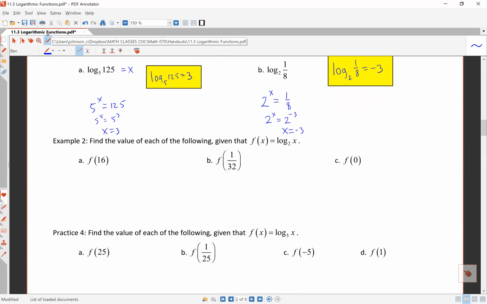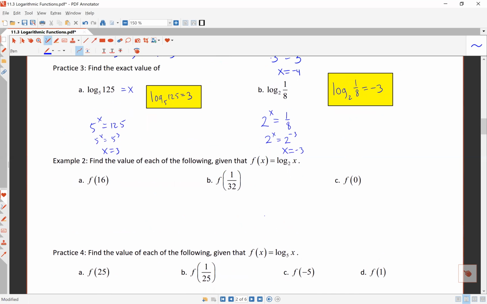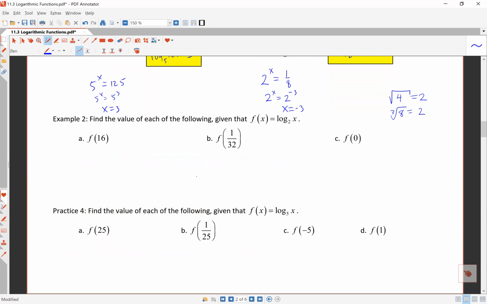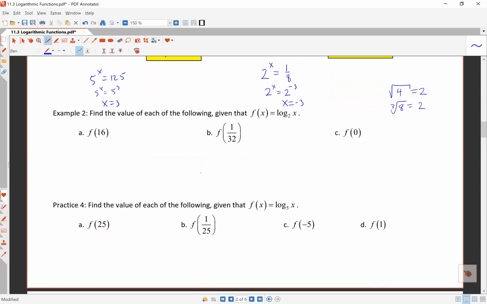All right, so evaluating logarithmic functions, just like with square roots, we like to have perfect squares under them. Cube roots, we like perfect cubes. In logarithms, we want to plug in numbers that have the same base as the logarithm, so base 2. So you have to be clever about which numbers to plug into these if you're given the choice, but these have been set up for us.